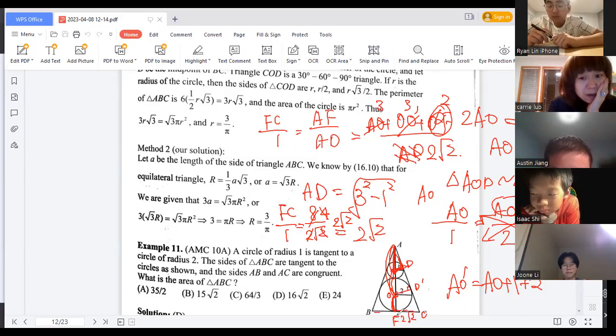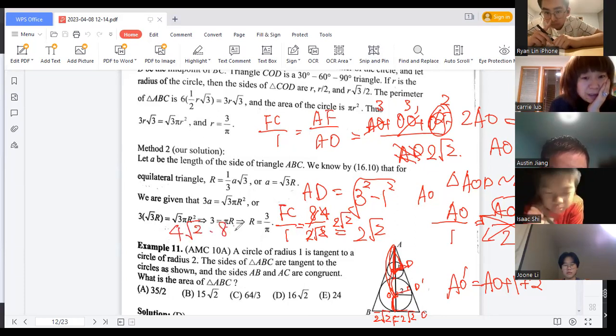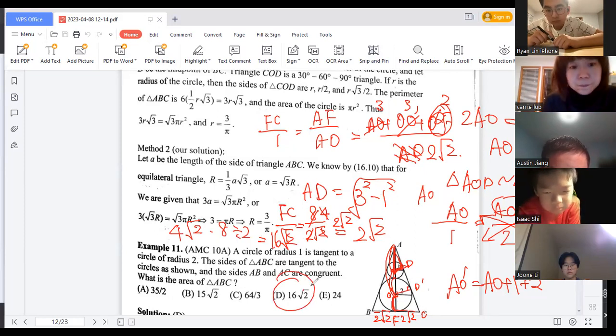So can you tell me, BF, does it equal 2 square root 2 as well? Yes. So altogether, BC equals 4 square root 2. And the height is 8, divided by 2. So the answer is 16 square root 2. So the answer is D. Understood?